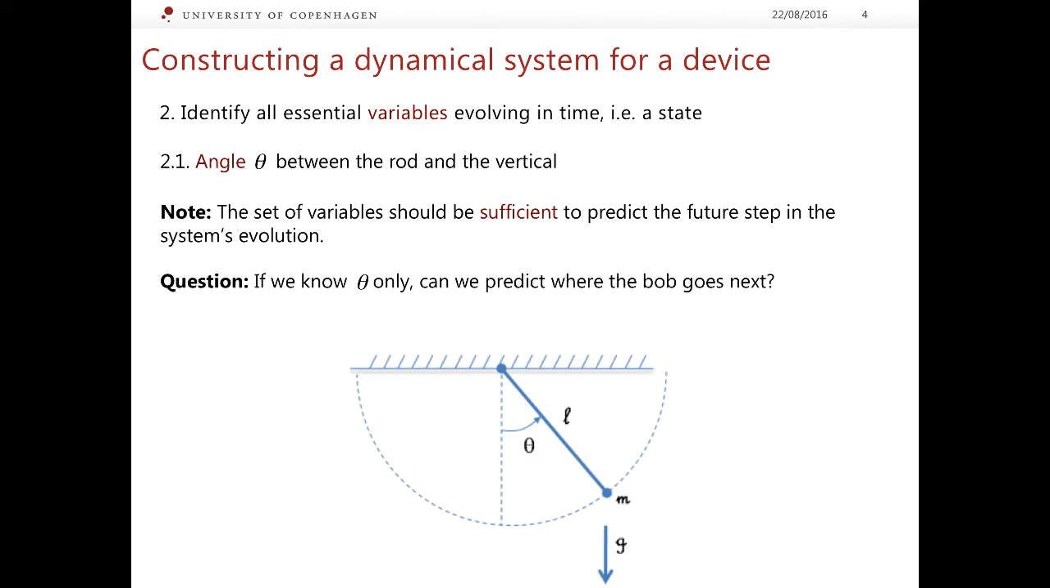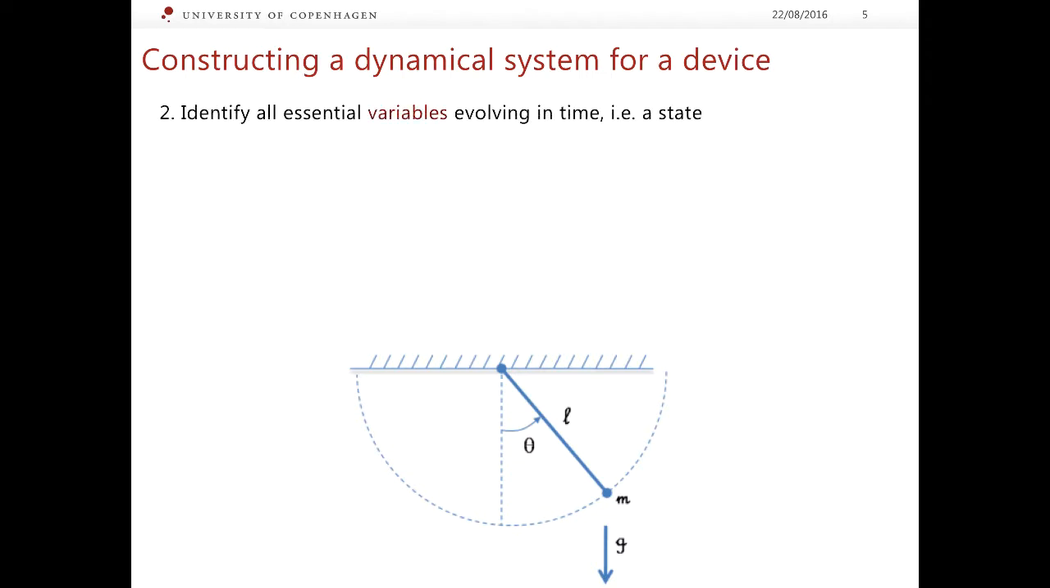However, let us consider, if we know at the given time moment only the value of this angle and nothing else, can we really predict whether the bob is going to go upwards or downwards? Is the angle enough to make such a prediction? And the answer is no, because we need really to know where the system is moving. It means that we need some other state variable. Let us consider the state variable called the rate of change of the angle theta, theta dot.